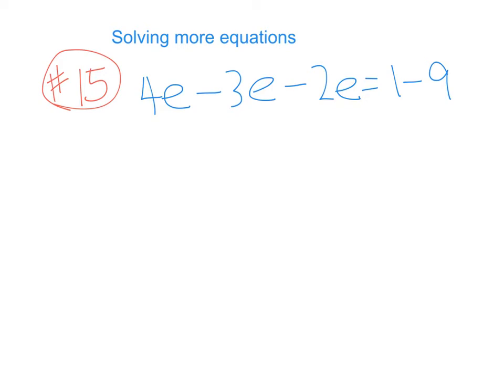From the same page, I'm looking at number 15. It looks kind of complicated, a little messy, but if we simplify each side and then solve the equation, it's not so bad. Looking here, I have a 4e, take away 3 e's, take away 2 e's. If I simplify all of that, I end up with negative 1e. On the right side, I have 1 minus 9, which is negative 8. Now it becomes a one-step equation. Right now it's negative 1 times e, so I need to divide by negative 1 on both sides to find out what e is.